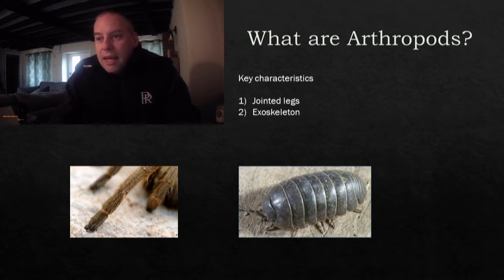The second thing that really categorizes arthropods is the existence of an exoskeleton. Now, the word exo means outside, skeleton obviously being the structure that gives them shape. So for arthropods, their skeleton's on the outside, whereas ours is on the inside. We've got an endoskeleton. And there's a picture of a woodlouse that's got a really clearly visible exoskeleton on the outside.